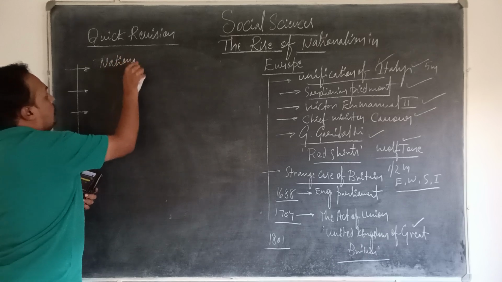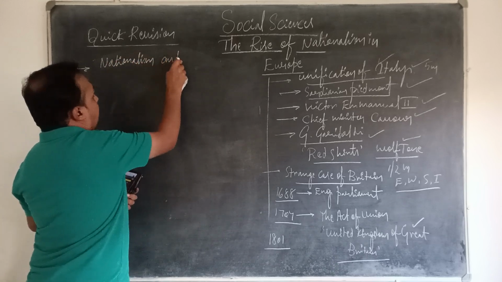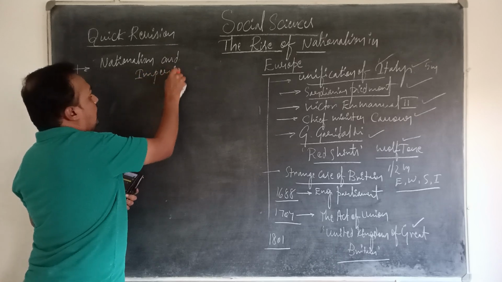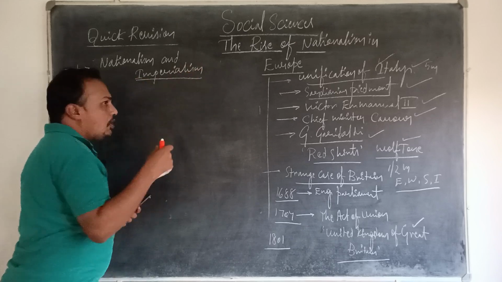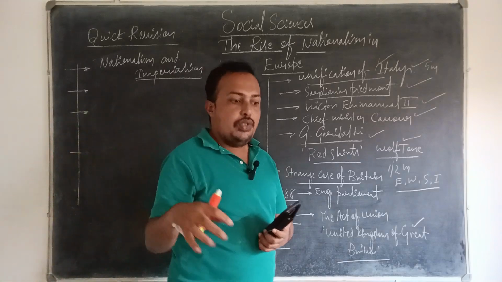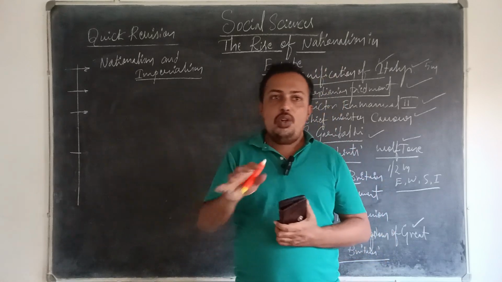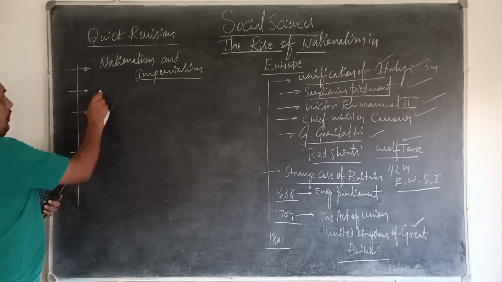Nationalism and imperialism. All these things about imperialism started in the last quarter of the 19th century, after 1875. So the main focus in this part is given to the Balkan region.